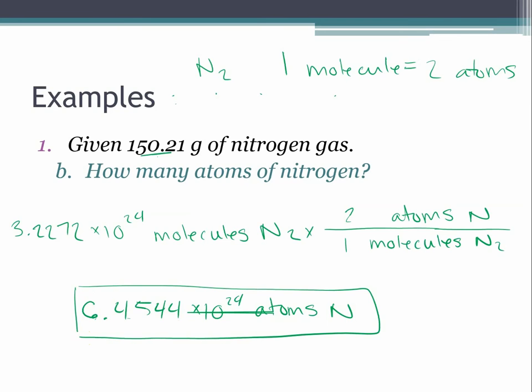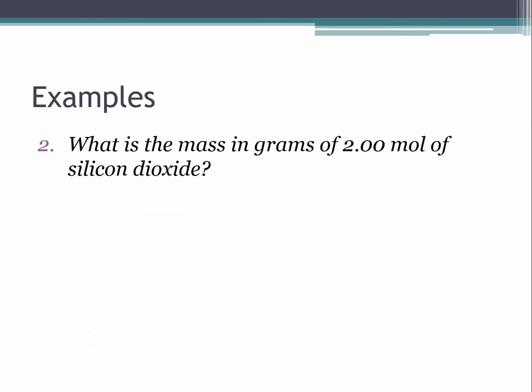Here comes your next example. Number 2 says, what is the mass in grams of 2 moles of silicon dioxide? Again, let's go ahead and write our formula. Silicon is a nonmetal, and oxide comes from oxygen. That's a nonmetal. So the fact that these are 2 nonmetals means that this is a covalent compound, which means it's really easy to name.